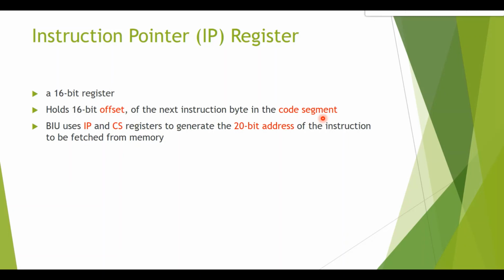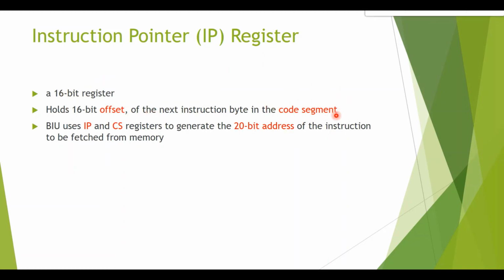ठीक है. तो in the 8085 microprocessor, the program counter is the register that points to the memory location from which the next data byte has to be fetched. So this instruction pointer works the same way. It holds the 16-bit offset and points to the memory location from which the next instruction has to be fetched. Now this 16-bit offset is of the code segment.